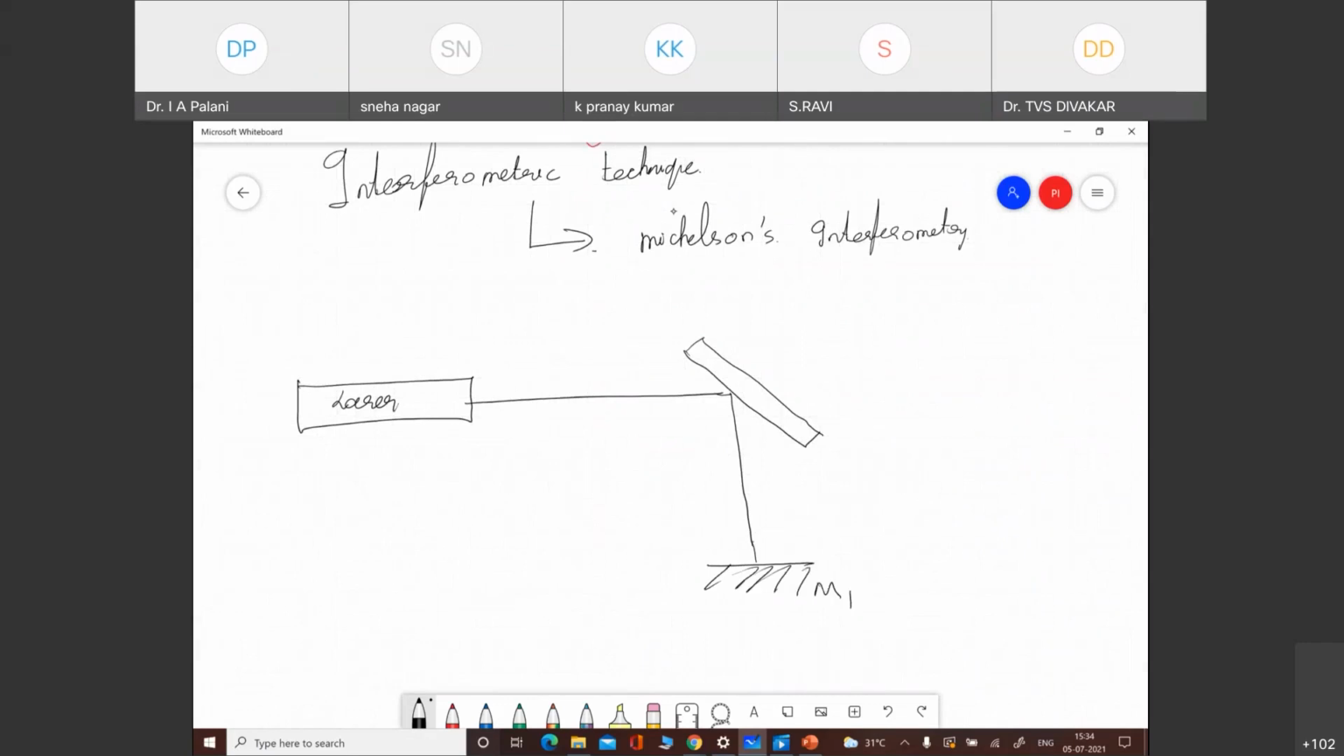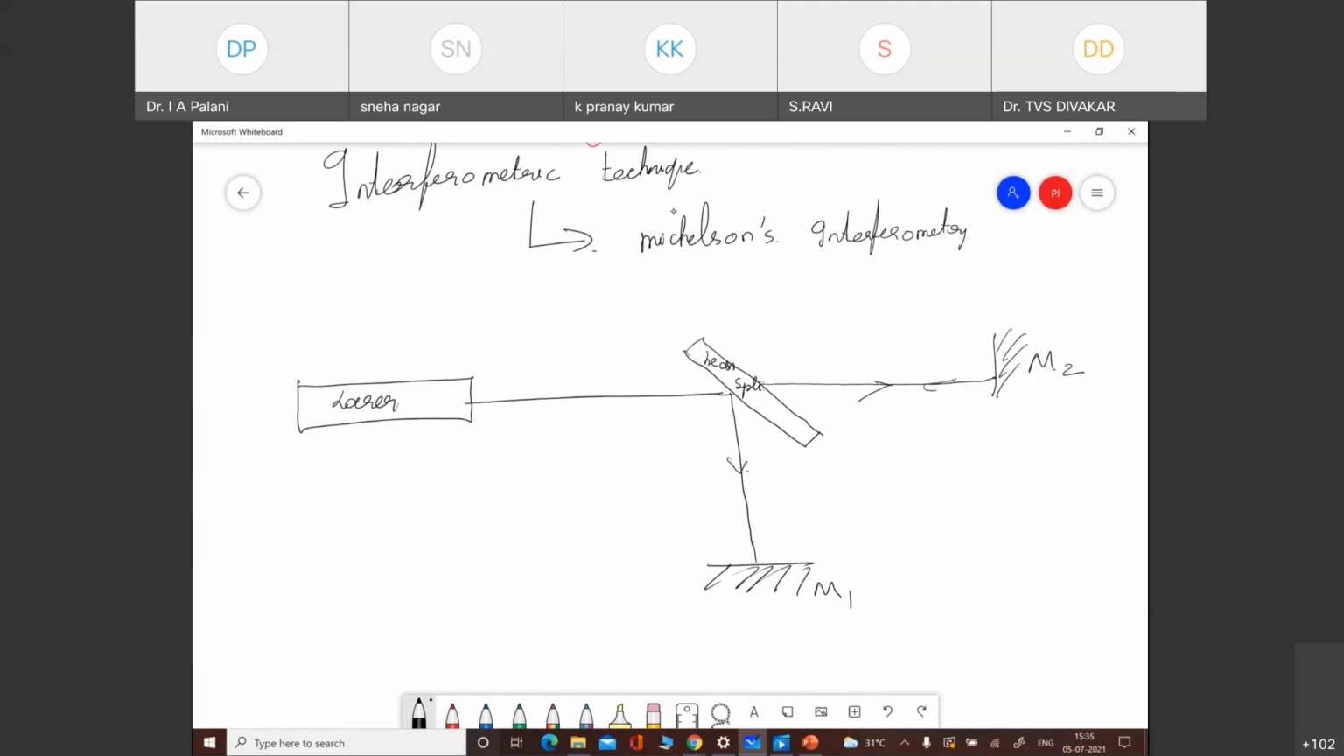This is my mirror M1 and this is my mirror M2. So what happens is when the laser falls on it, this we call the beam splitter. This splits the beam into two. One is split and moves towards the mirror M1. The other is split and moves towards the mirror M2.